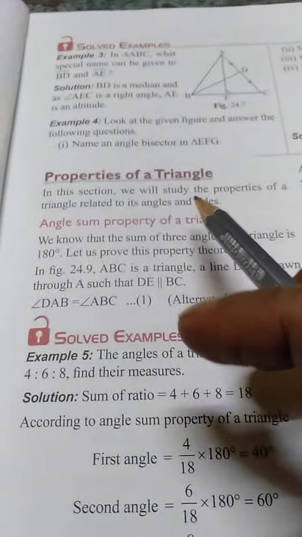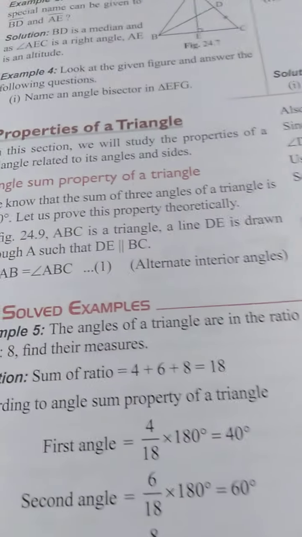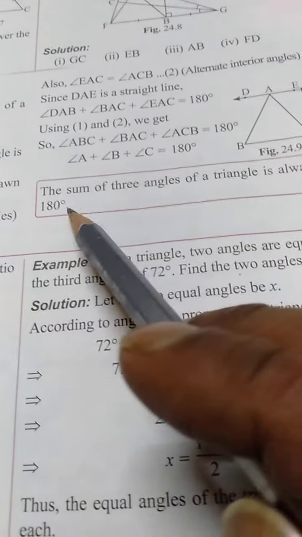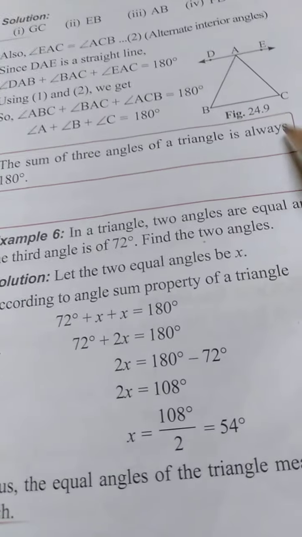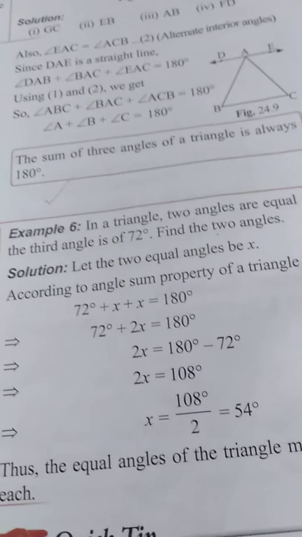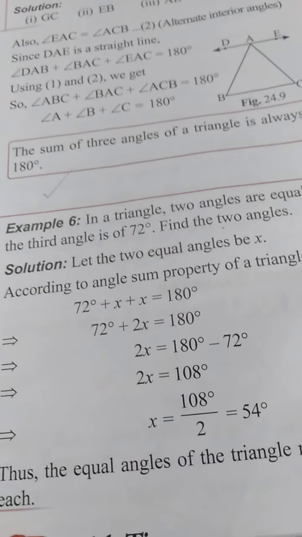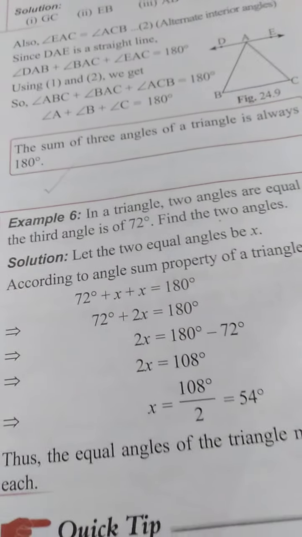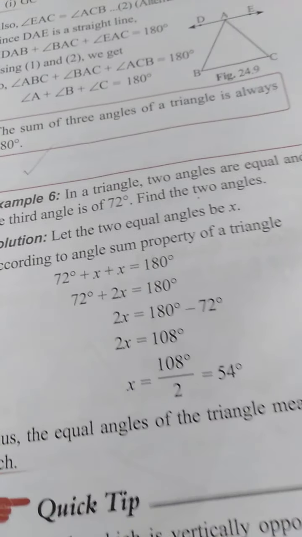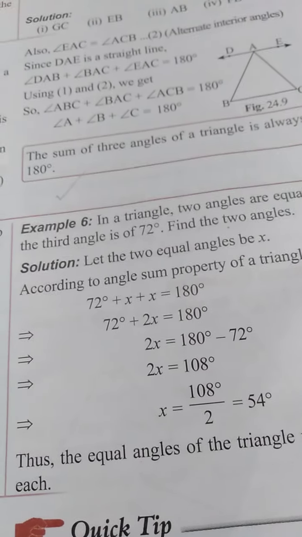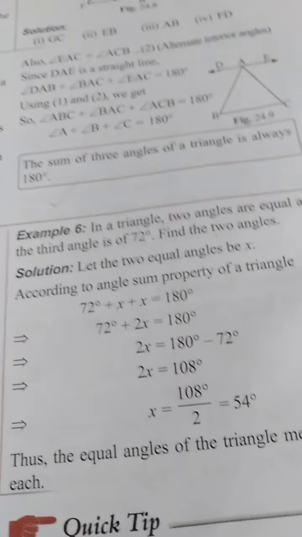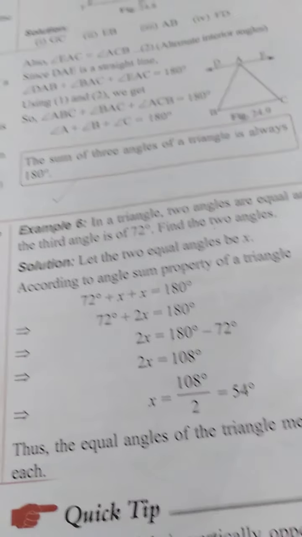Now, properties of a triangle. The main property of this chapter is what? The sum of three angles of a triangle is 180 degrees. Whatever be the type, isosceles, scalene, equilateral, right angle, obtuse angle, whatever be the type of triangle, that doesn't matter. The sum of three angles of any triangle is 180 degrees. The second property is about the exterior angle. That is also very important.